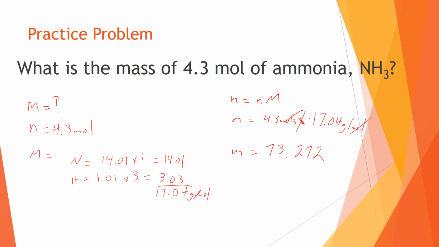I have a big number. This has 2 sig digs, and this has 4, so my answer can only have 2. So the mass is equal to 73 grams. Now, if you would have moved the decimal place and put 7.3 times 10 to the 1 grams, would you be wrong? No, either of these is correct. This is just less work.